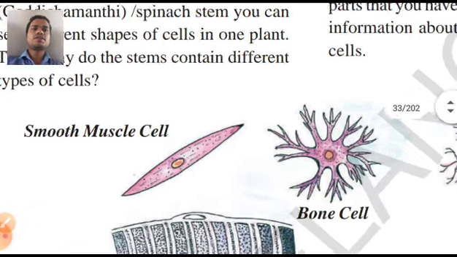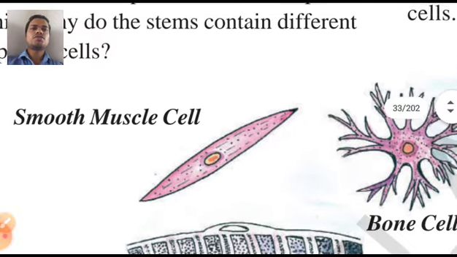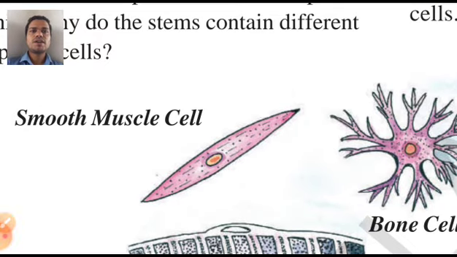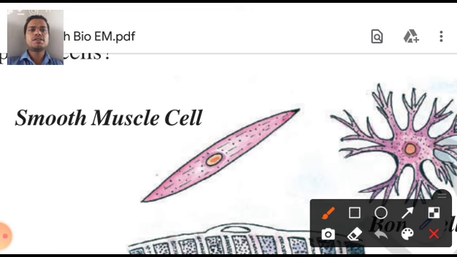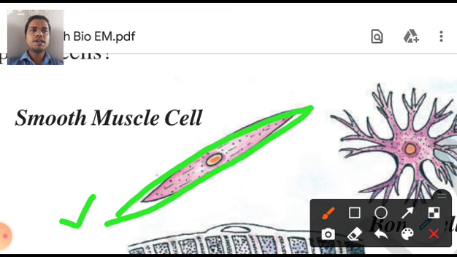Now what is the first image? Smooth muscle cell. Now what is the meaning of smooth muscle cell? Muscle cells are present inside our body, you know muscles very well. Here this is a cell, it is called a smooth muscle cell. Now what is its structure? Its structure is different. It is oval, but in the beginning and in the end both edges are very sharp.